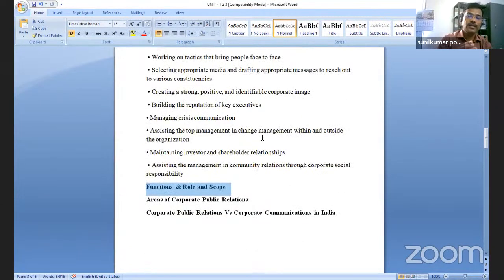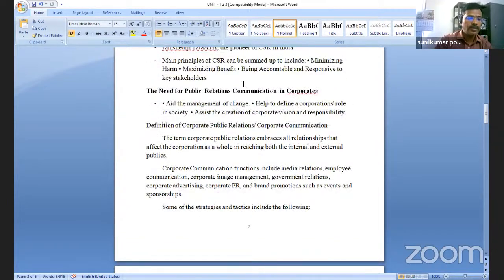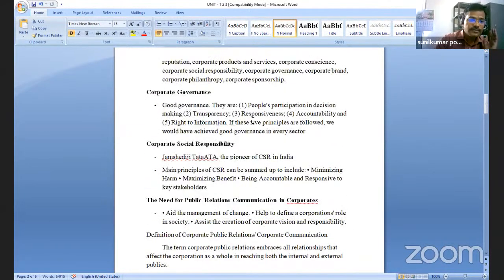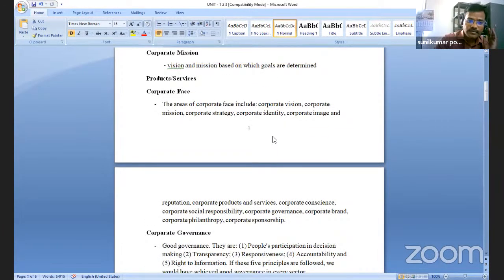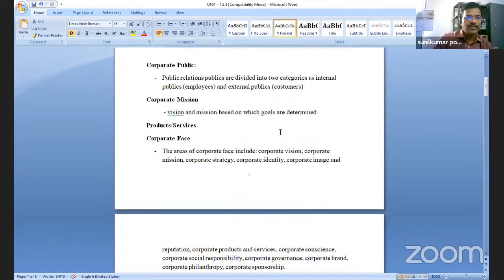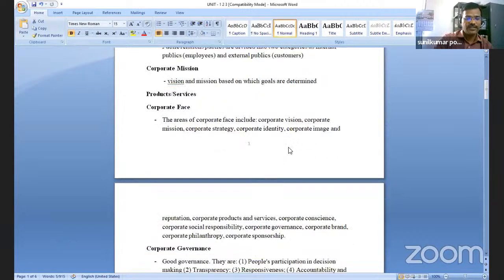Every corporation has goals to reach their targets. For that, there are functions. The corporate communication functions we have already discussed in an earlier topic. Key functions are to maintain corporate vision, corporate mission, corporate strategy, corporate identity. All these are also some of the functions.